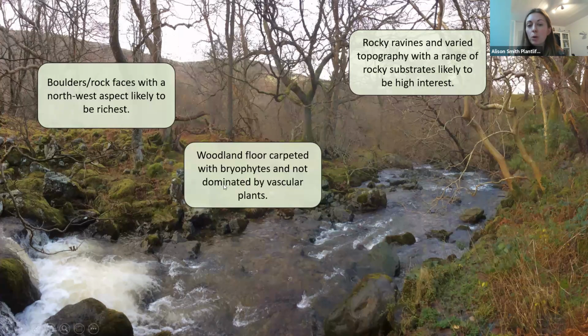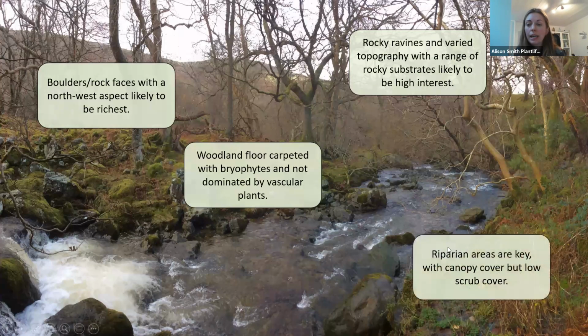And we would hope to see a woodland floor which is carpeted with bryophytes and not dominated by vascular plants as well. Usually to have that, you need some level of grazing in order to suppress the vascular plant growth and provide the space for the bryophytes to grow. And this is another threat to our temperate rainforests, that often grazing has been lost.